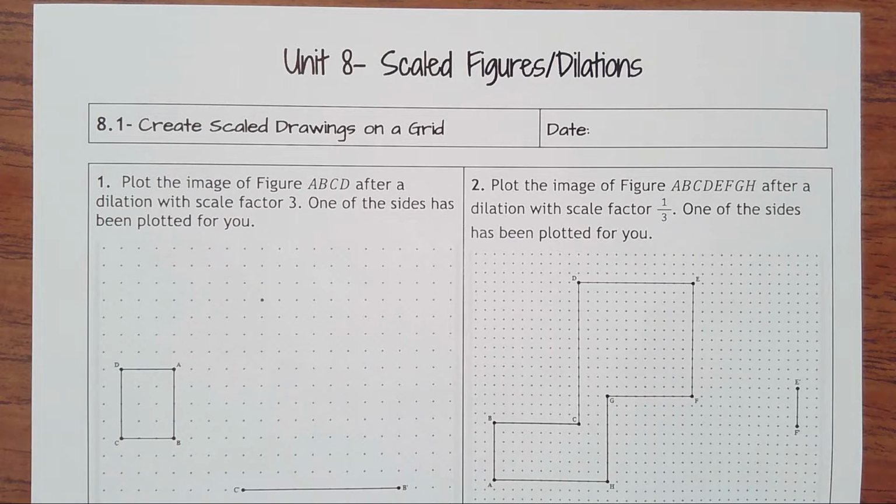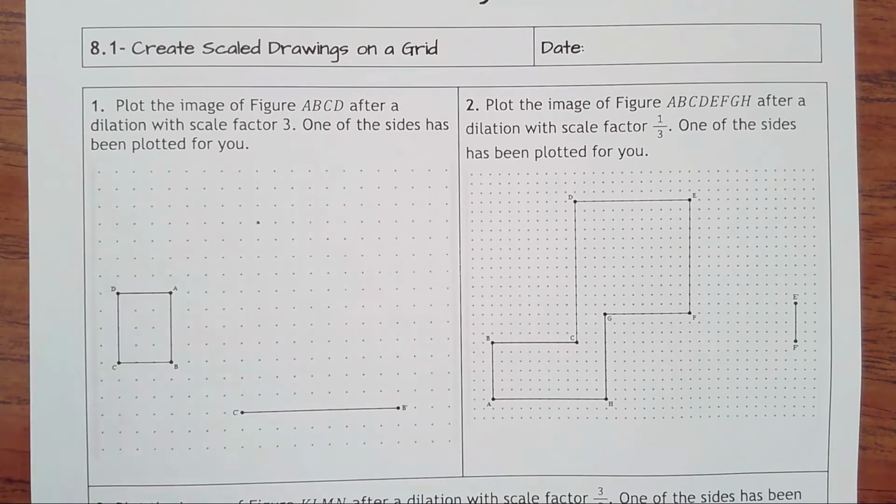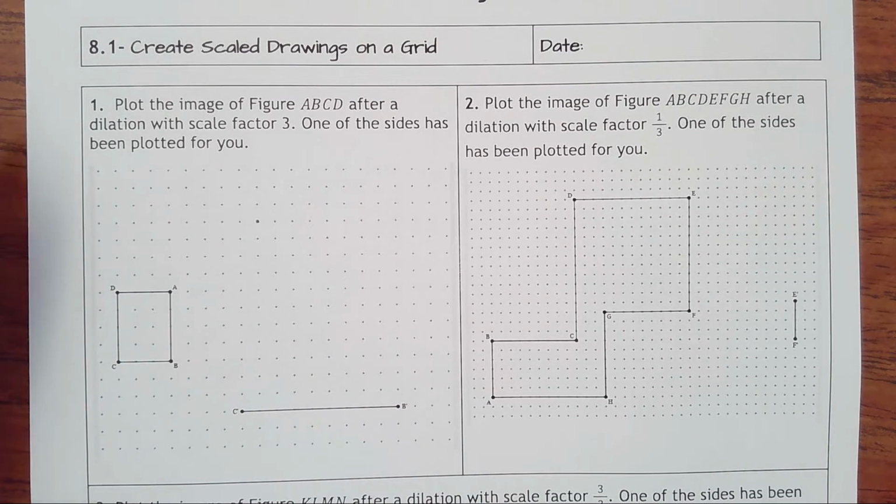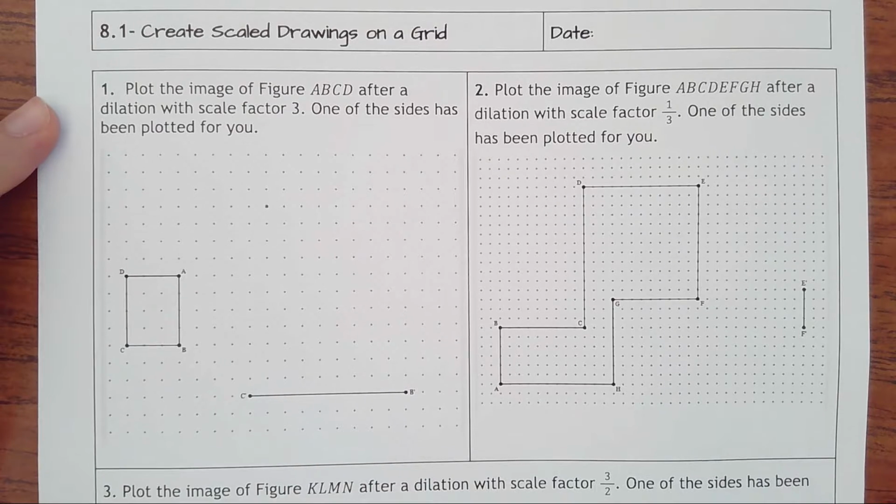Unit 8 is about scaled figures / dilations. We've already seen that a dilation can either shrink or enlarge something depending on what the scale factor is. Now we're just putting it into action with actually transforming these shapes. And so number 1 is really easy.